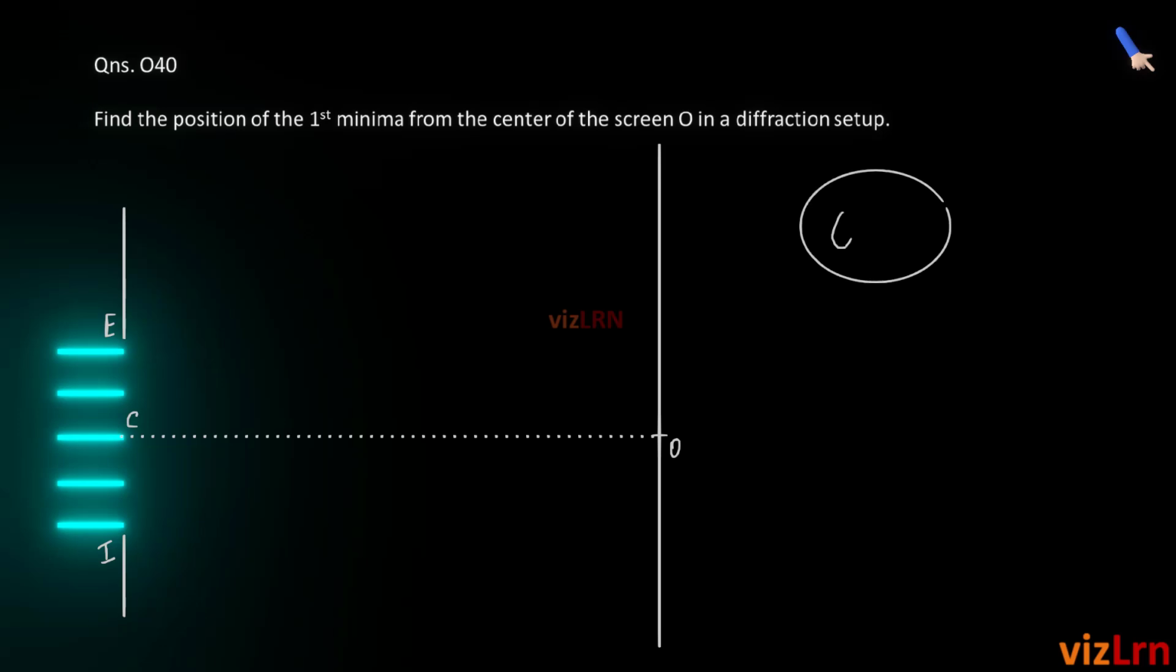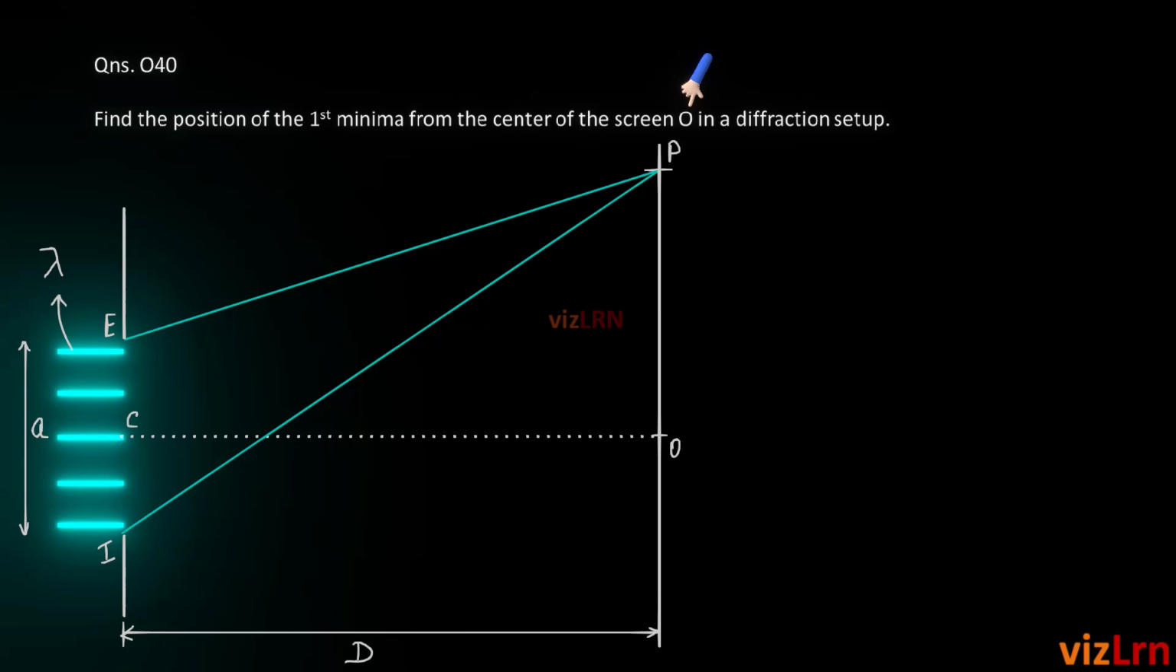Okay, so in the previous video O30, we understood the condition for the first minima in our diffraction setup. Let us here get a grip on the position of the first minima from the center point O. So let us take a slit EI with rays from the slit edges E and I interfering at P.